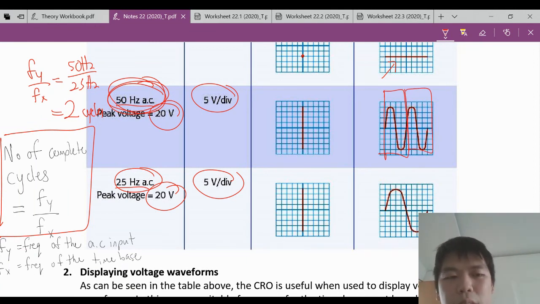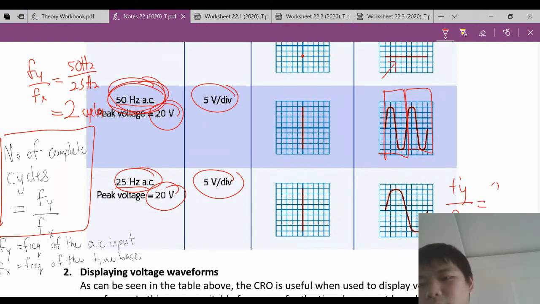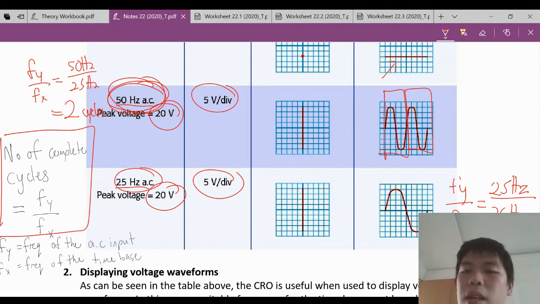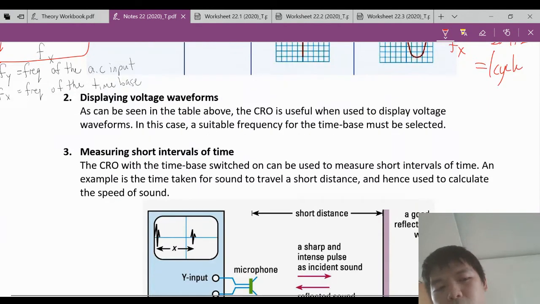Next here is 25 hertz. So you put Fy divided by Fx. Fy is 25 hertz. We also know Fx is 25 hertz from above. This will give us 1 cycle. That's why you can only see 1 cycle. So this is how the time base will come into factor when you actually see using the oscilloscope.